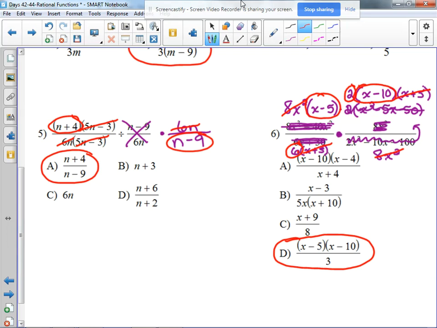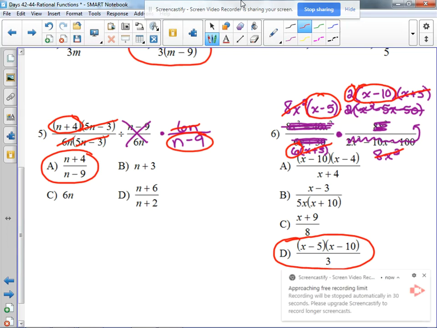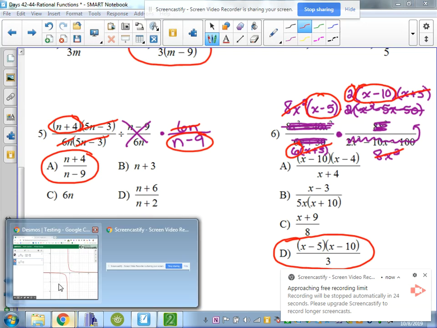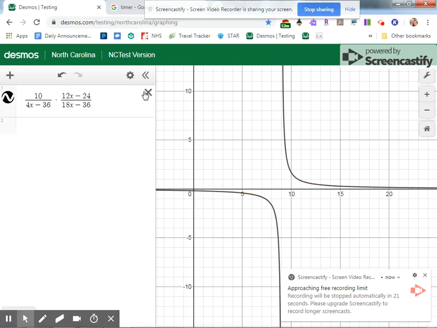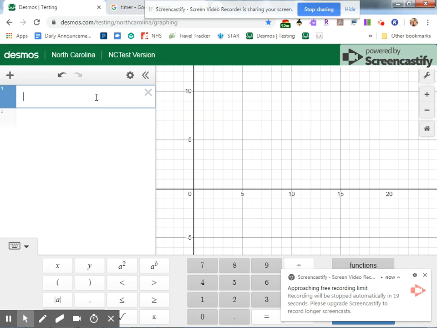Now, really quickly, let me show you in Desmos, when you put in this division on Desmos, it makes it one big fraction. So you just need to be aware of that. Get rid of all this stuff. Okay. So start your fraction. Our first thing was 8x cubed minus 40x squared over 6x plus 30.